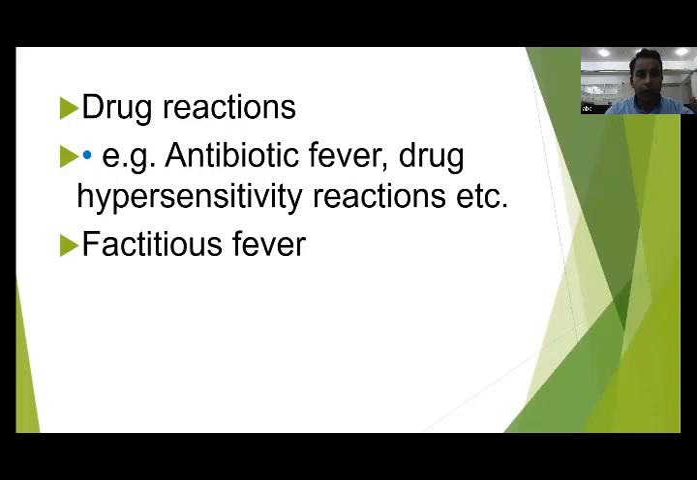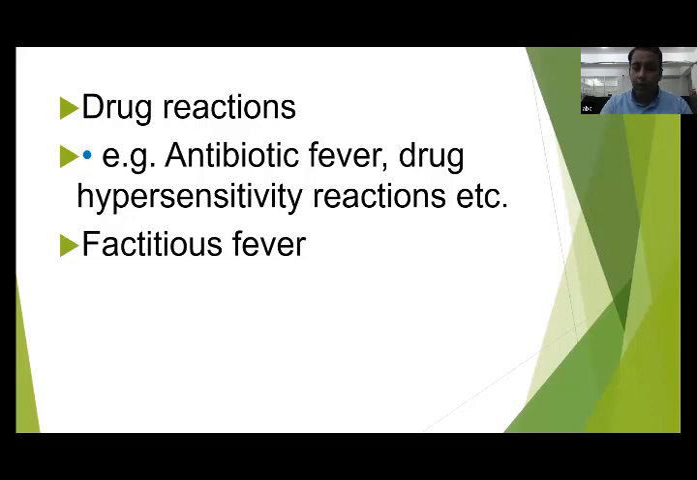Drugs are very important. Even if a patient has a habit of taking multiple NSAIDs, or you are giving a patient multiple therapies of antibiotics, and the patient has a fever, drugs can cause a fever. Even NSAIDs, antibiotics, chemotherapeutic agents, and biological agents can cause fevers.